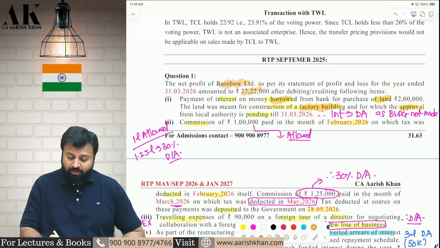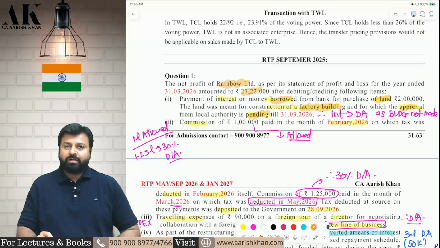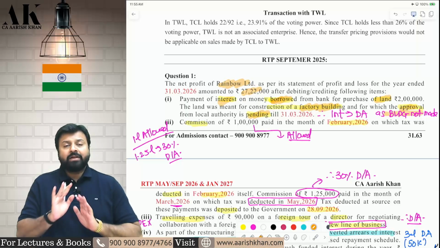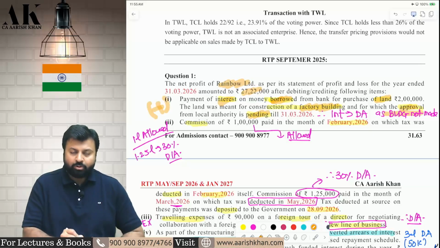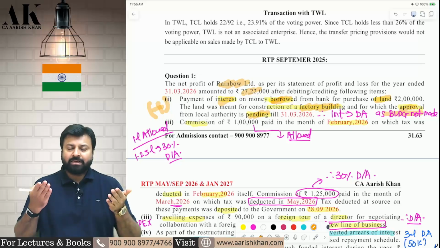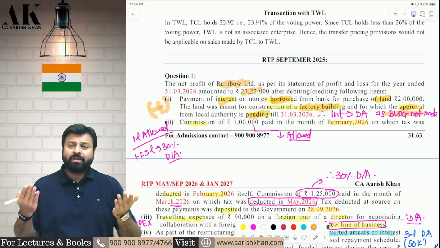For which approval is not yet received. So because the approval is not yet received, whatever interest you have incurred on loan will be capitalized. That will not be allowed as deduction. That will be disallowed over here. Whenever the building is ready, the interest will be capitalized till the time the building is put to use. After that, interest will be allowed as deduction.